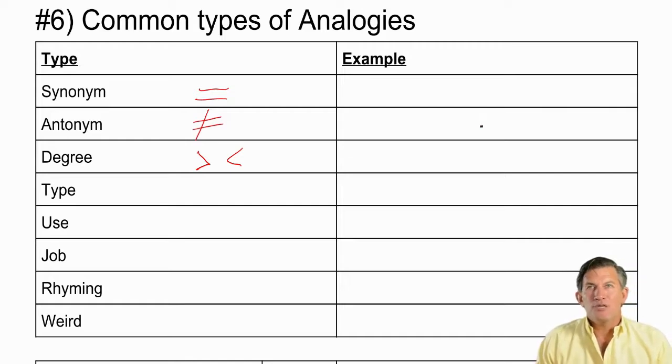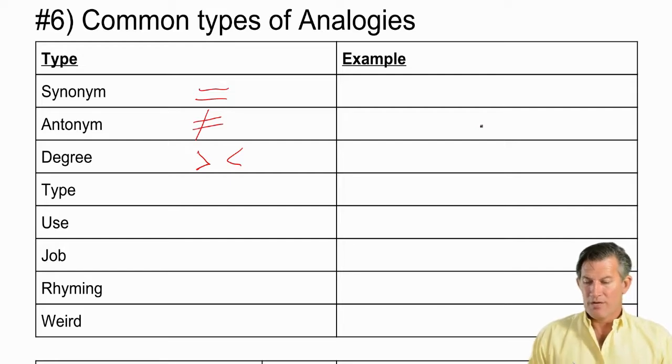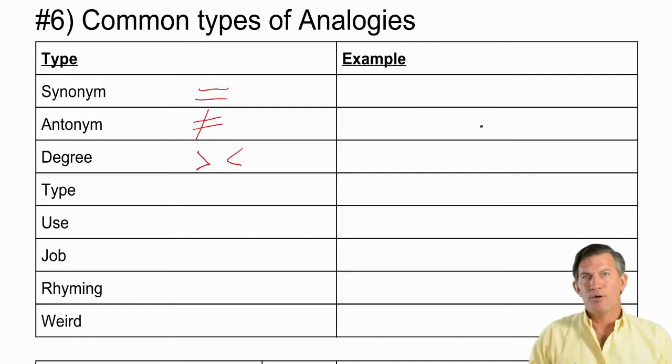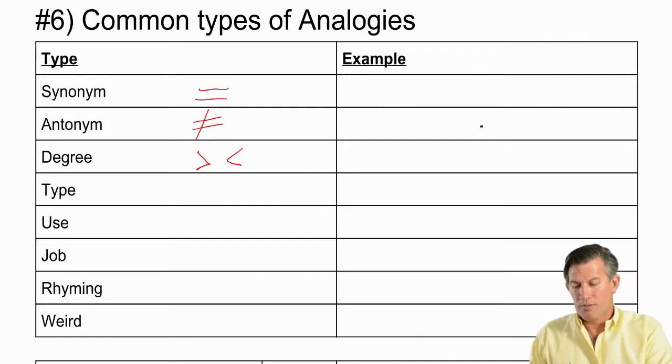Use. What is the use of the item that is mentioned? And of course, that's a very common one. Someone's job or profession. That's a common one. Rhyming, you probably know what rhyming is. And then weird, I will explain.